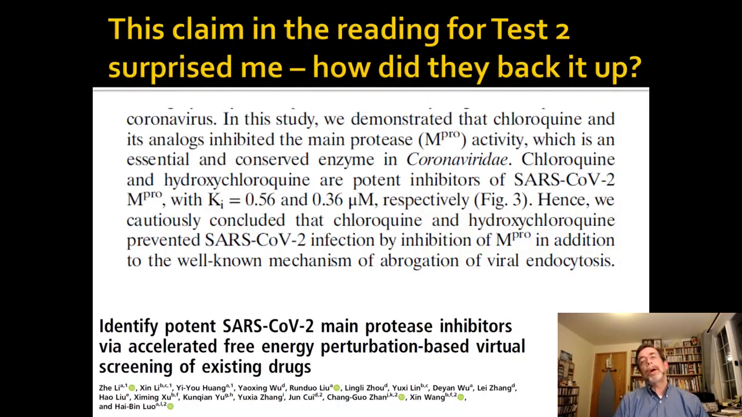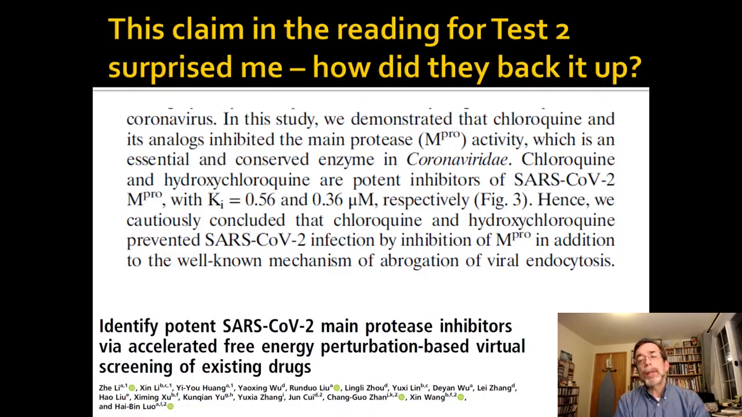So let's talk about the reading for test 2. They actually say that, in this study, they demonstrated that chloroquine and its analogs inhibited the main protease activity, which is an essential, conserved enzyme in coronaviridae. I found this surprising because other evidence that I saw said that chloroquine did not work well against virus inhibition. So I wonder what was going on here.